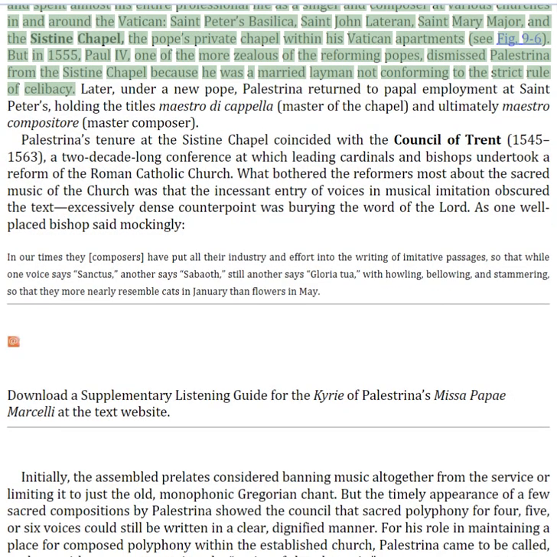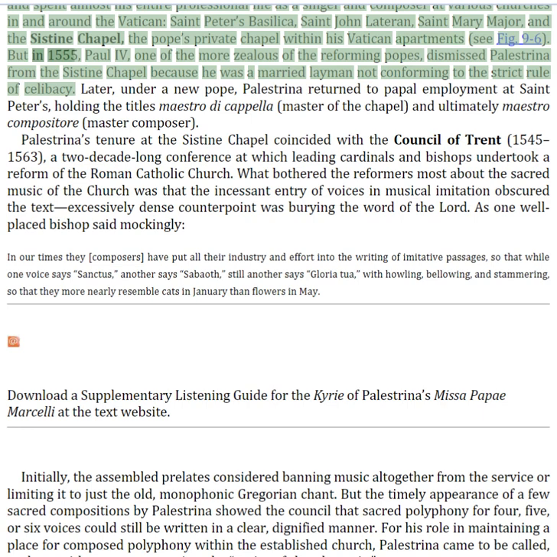Palestrina was born in the small town of that name outside Rome and spent almost his entire professional life as a singer and composer at various churches in and around the Vatican, St. Peter's Basilica, St. John Lateran, St. Mary Major, and the Sistine Chapel, the Pope's private chapel within his Vatican apartments.